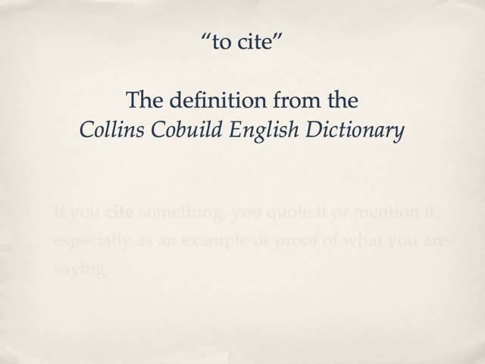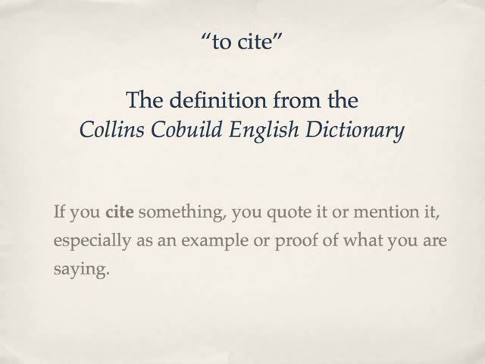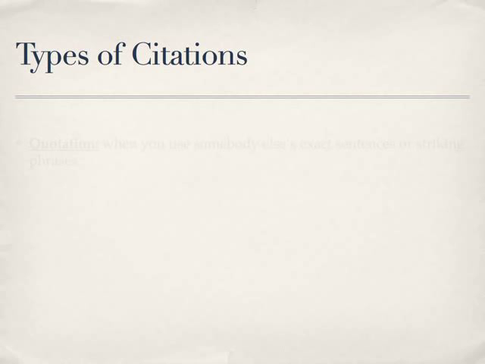Let's start with citations. What does to cite mean? Here is the definition from the Collins Co-Build English Dictionary. If you cite something, you quote it or mention it, especially as an example or proof of what you are saying. In particular, there are 4 types of citation.